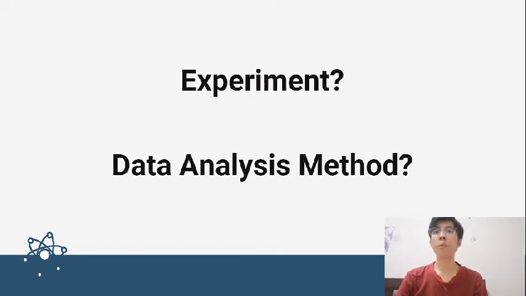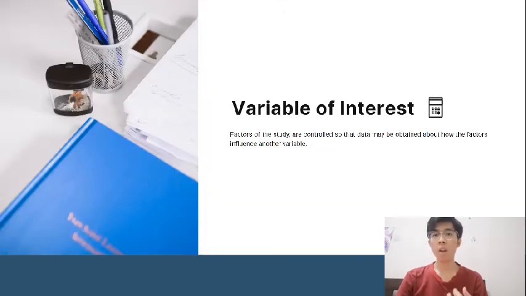In order to obtain the most relevant result in our experiment, first, we need to identify the variable of interest in the particular experiment. Variables of interest, also referred to as the factors of the study, are controlled so that data may be obtained about how the factors influence another variable.